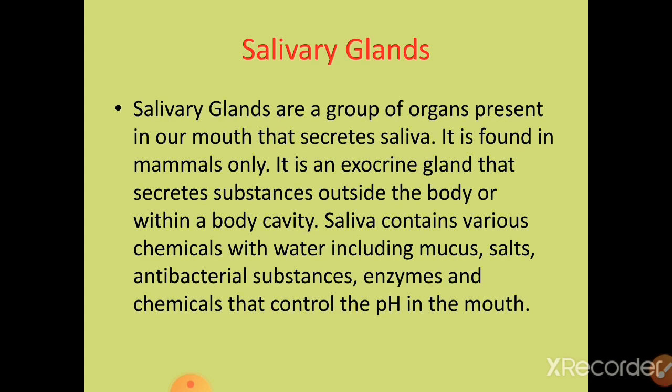This saliva is produced by the salivary glands. You have the salivary glands inside your mouth, which are like three pairs. We have three pairs of salivary glands. I will show you the position of all these three glands. So let us start now.